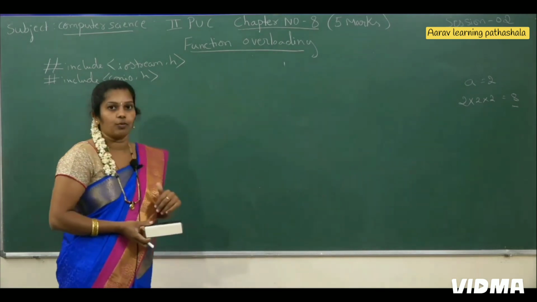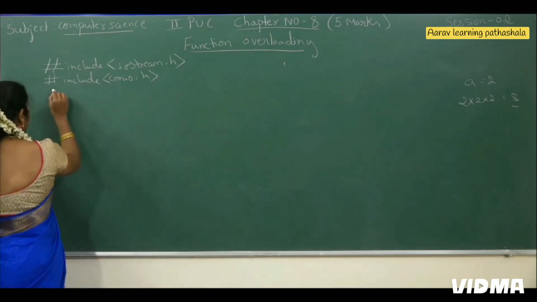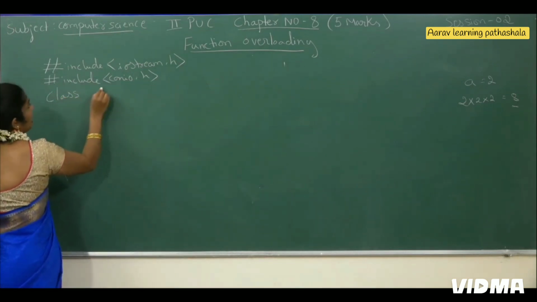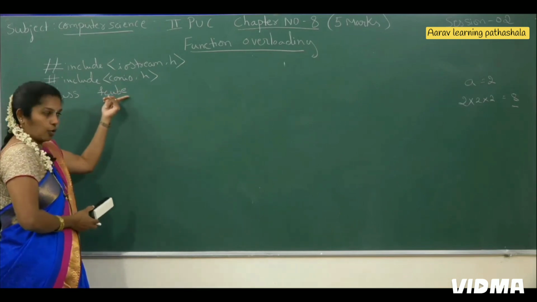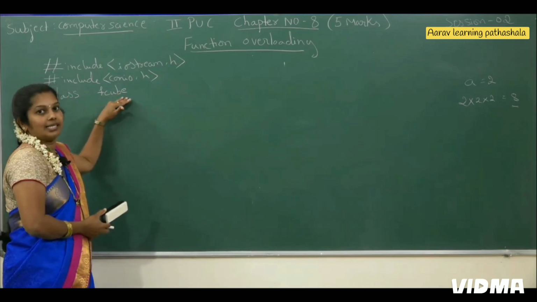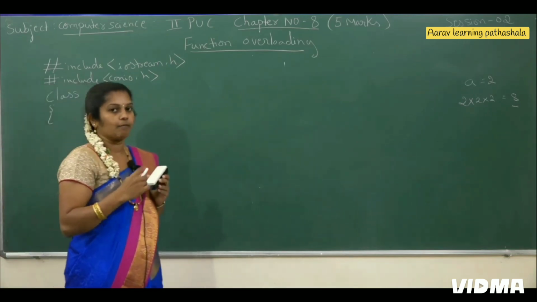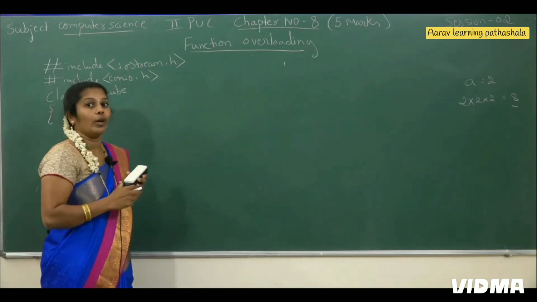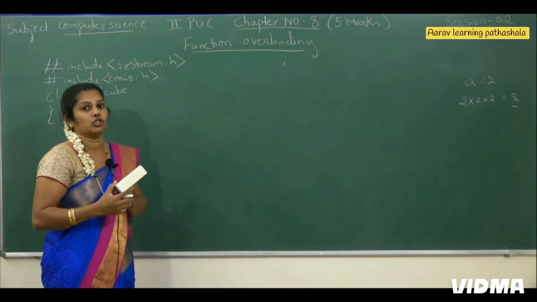Then what is the aim of our program? To find the cube of a number. To find the cube of a number, now I'm writing the class fcube, which is the class name. We are creating a class fcube. The class name we have written as fcube. Here we will open the curly bracket, that is, we are opening the class. Here we have to declare the variables or the functions.